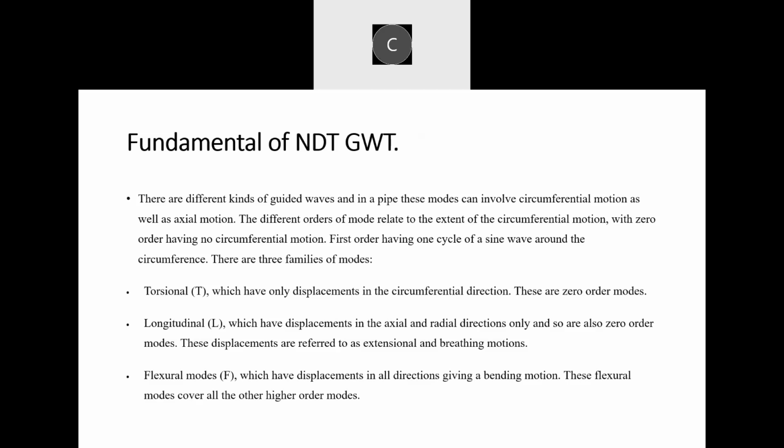There are three families of modes. The first one is torsional, which has only displacement in the circumferential direction. These are zero order modes. The second one is longitudinal, which has displacement in the axial and radial directions only, and so is also zero order. These displacements are referred to as extensional and breathing motions. The last one is flexural modes, which have displacement in all directions, giving a bending motion. These flexural modes cover all the other higher order modes.